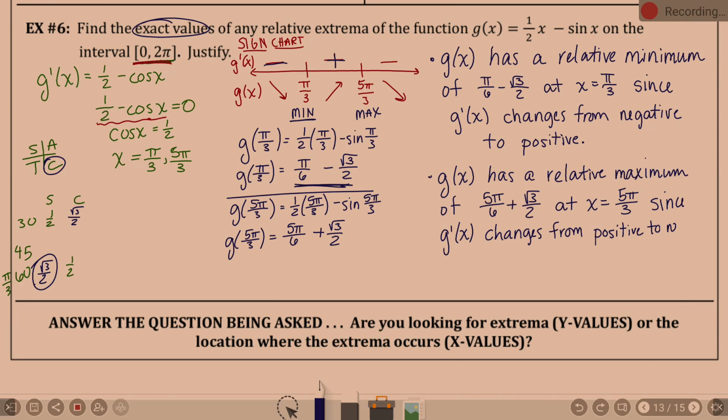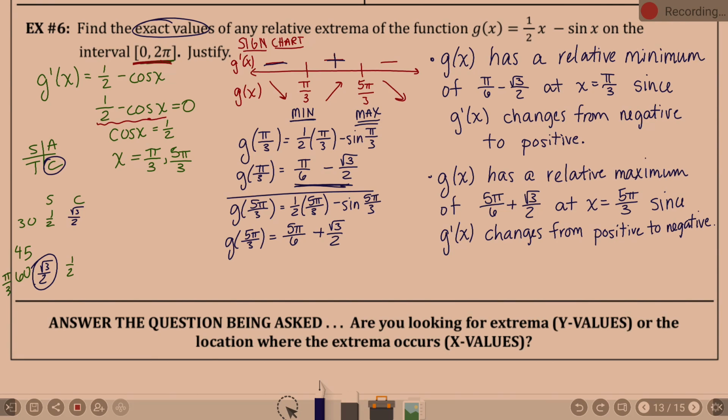Now, I will tell you, the reason I draw my arrows under the sign chart is because I feel like I can see, oh, it's going down and up, oh, I see a minimum. It's going up, it's going down, I see a maximum. Because I always have to stop and think, am I going positive to negative, negative to positive? So, side note, answer the question being asked. Are you looking for extrema, which is the y value, or the location where the extrema occurs, which is the x value?